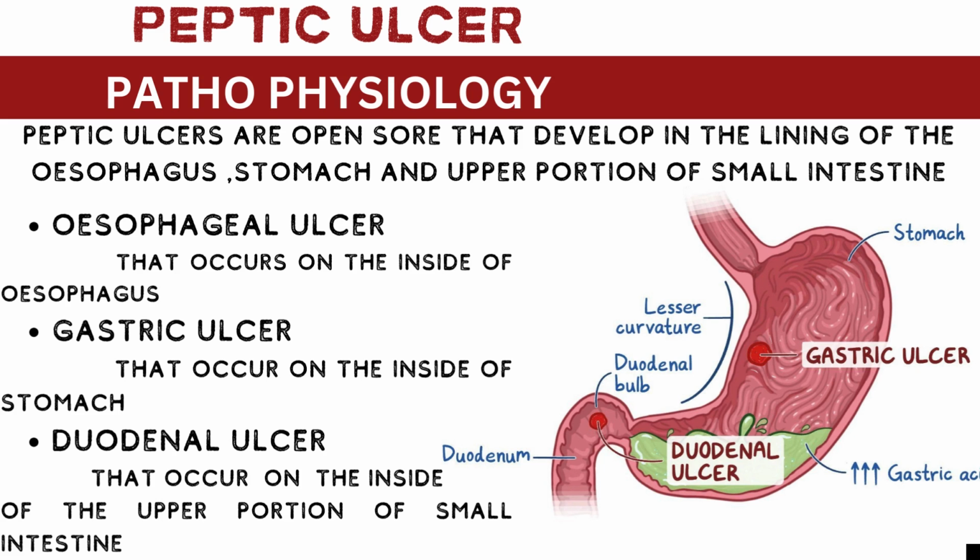Esophageal ulcer, that occurs on the inside of the esophagus. Gastric ulcer, that occurs on the inside of the stomach. Duodenal ulcer, that occurs on the inside of the upper portion of the small intestine.